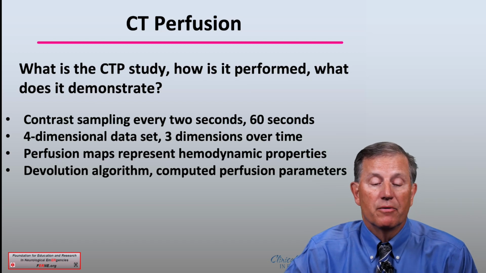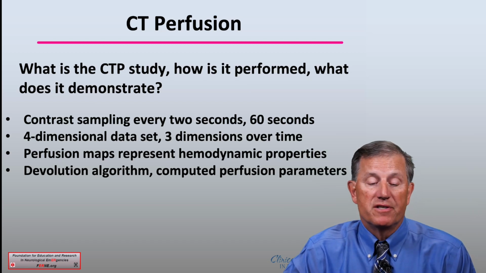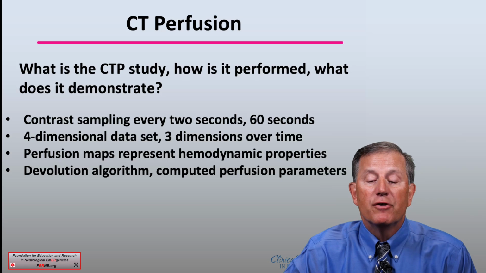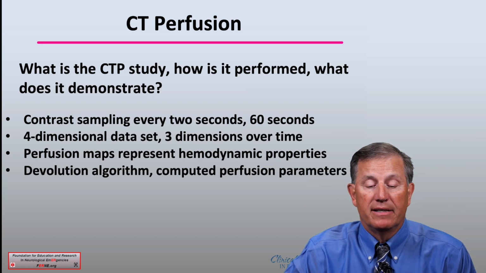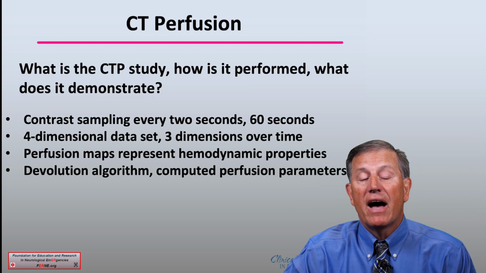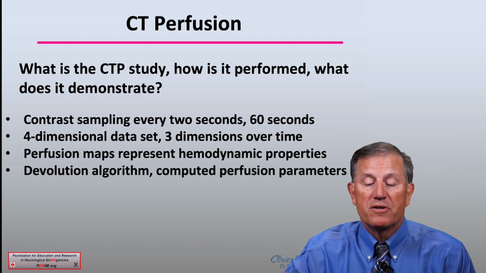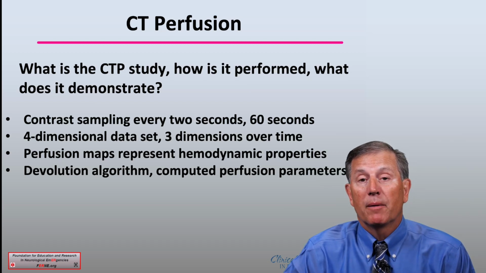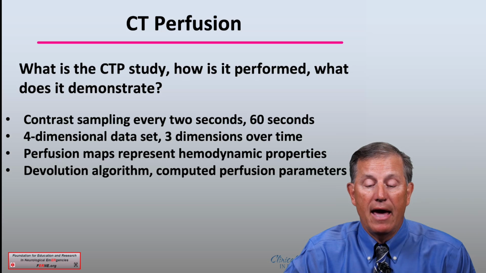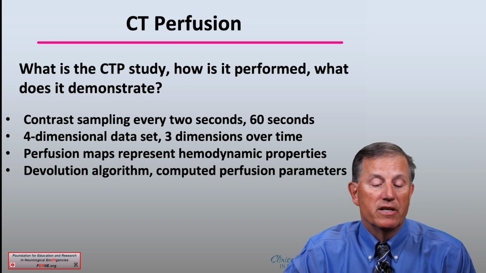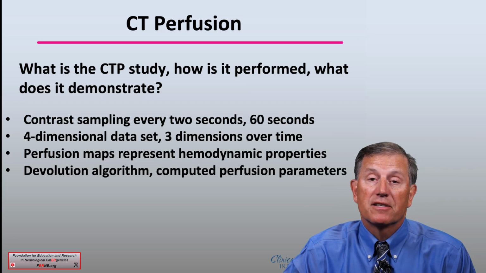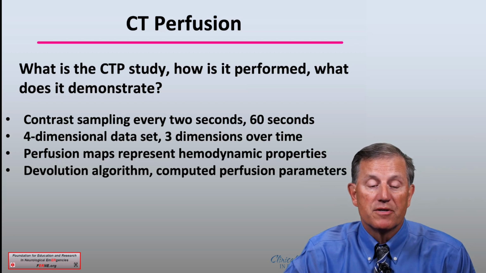What does it demonstrate? The CT perfusion study does contrast sampling every 2 seconds for 60 seconds. It provides a 4-dimensional data set with 3 dimensions, 3 directions, and a time component. It provides perfusion maps which represent hemodynamic properties of the tissue at risk. Using a deconvolution algorithm, it provides computed perfusion parameters.